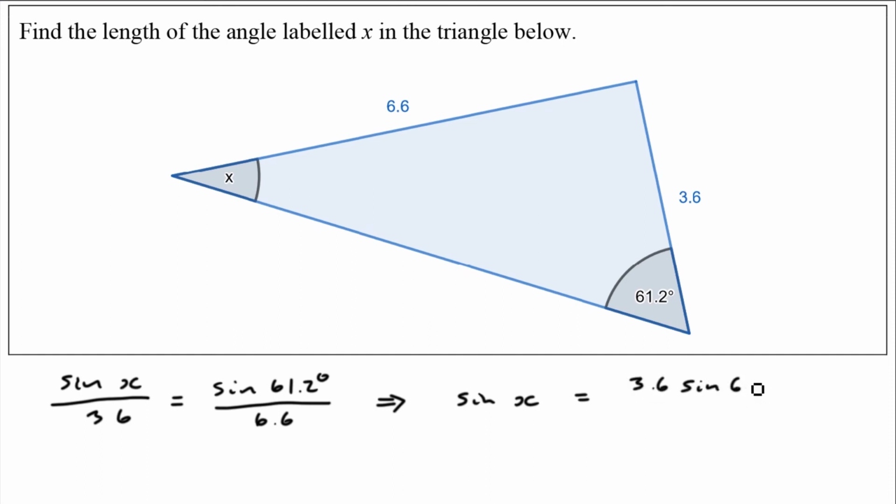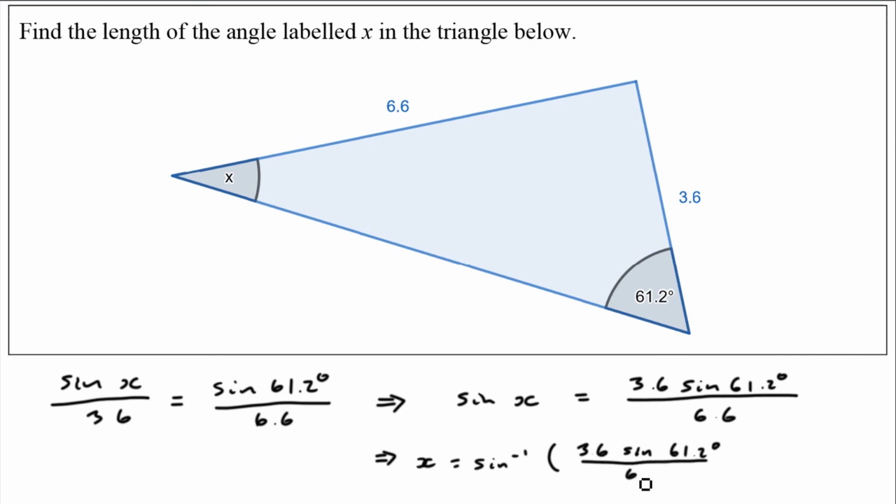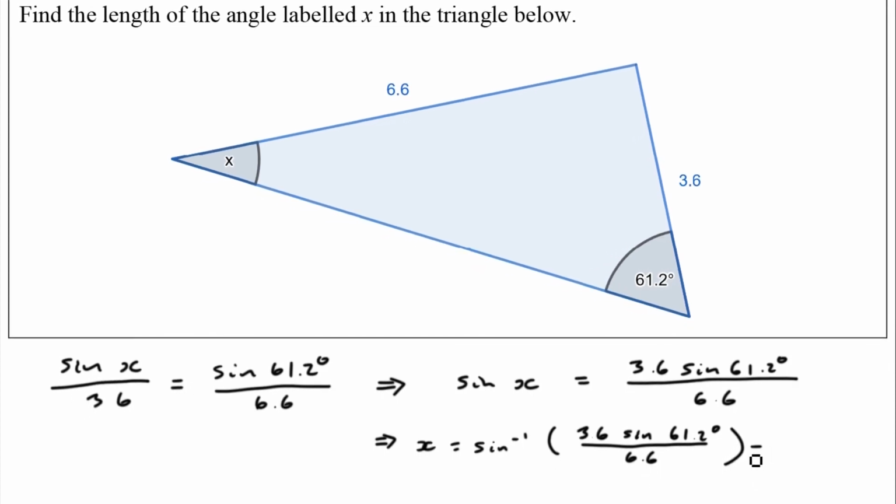Multiplying through by 3.6, we have that the sine of the angle x is 3.6 times the sine of 61.2 degrees divided by 6.6, and therefore the angle x itself is the inverse sine of this fraction, the inverse sine of 3.6 times the sine of 61.2 degrees divided by 6.6, which using a calculator is 28.6 degrees to 3 significant figures.